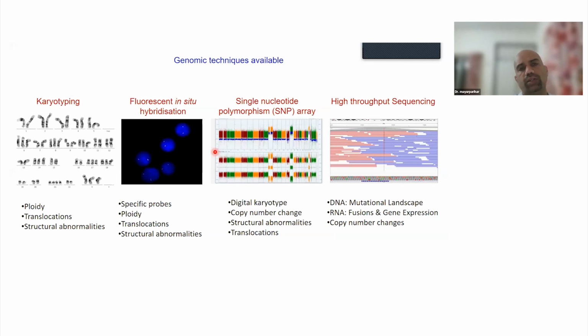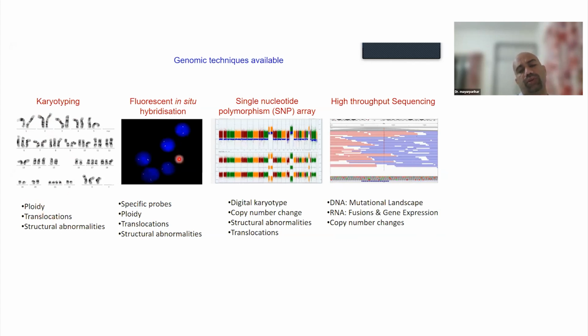So when you go practically to a lab, what are the genomic techniques that are available? Karyotyping is nothing but you look at all the chromosomes. It is a whole genome of a single cell. You can pick up ploidies, that is gains or losses of chromosomes. You can pick up translocations. You can pick up structural abnormalities.